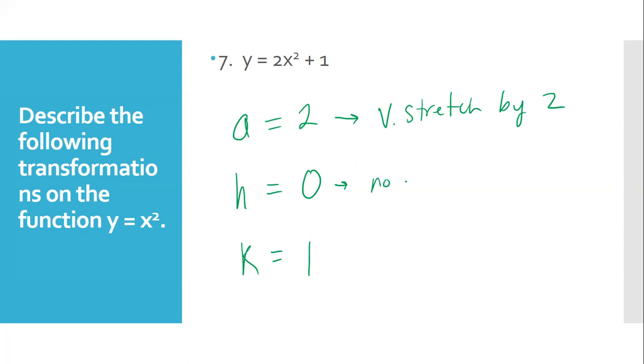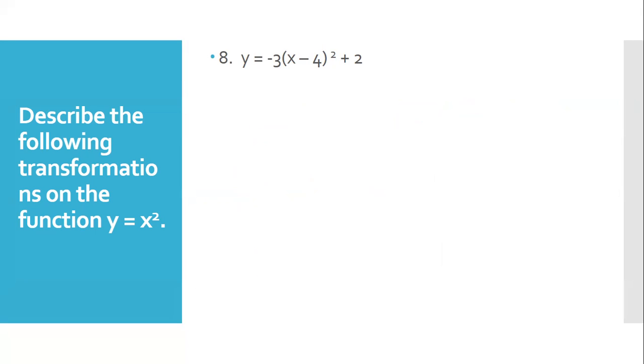There is no change here. And K equals 1 means what? Perfect. Feeling good? All right, let's look at our last one here. So the A here equals -3. The H here equals 4. And the K here equals 2. What is the transformation?